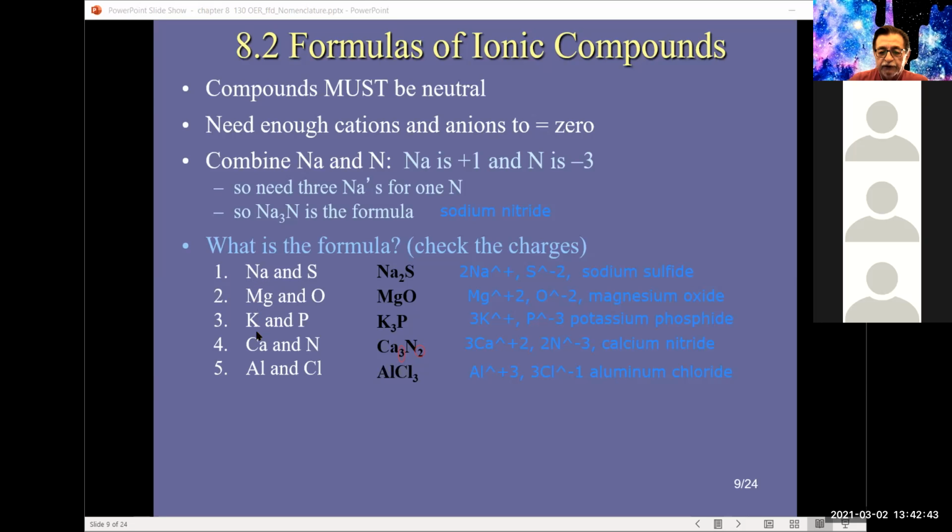5, 10, 15, 20, 30. At this point, you've got 30 compounds that you can make just with these 5 that we put together by interchanging, mixing up the cations and the anions, because I can mix the aluminum up with the sulfide, the aluminum with the oxide, aluminum with the phosphide, aluminum with the nitride. See how that goes?